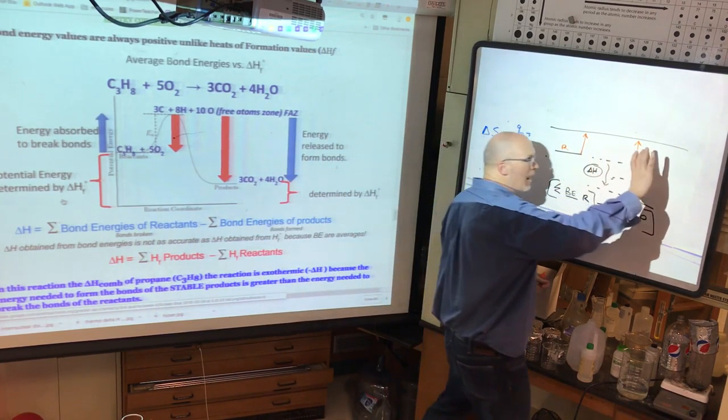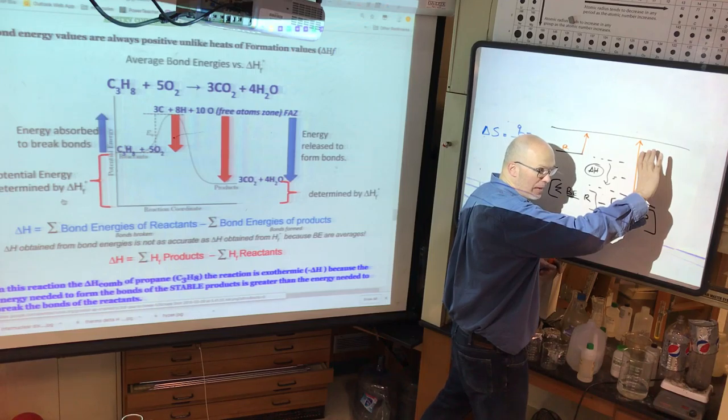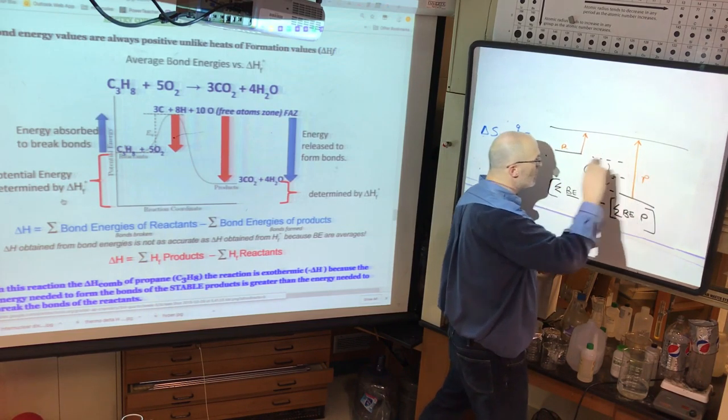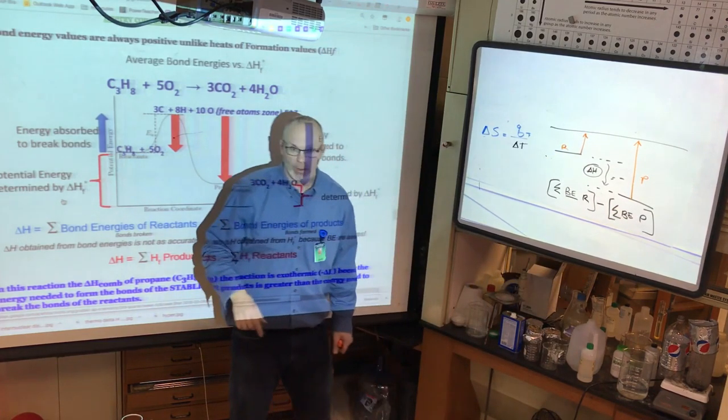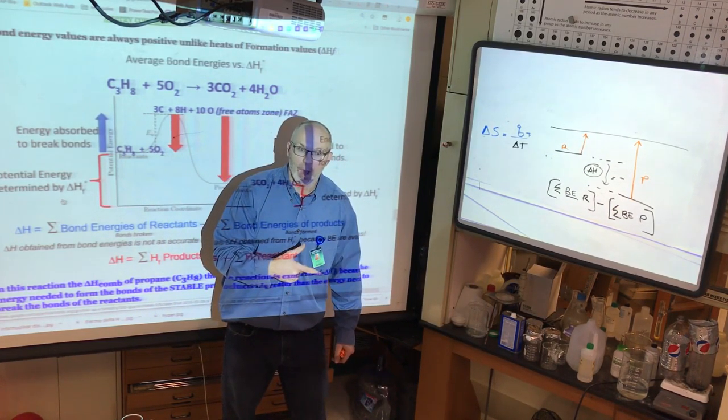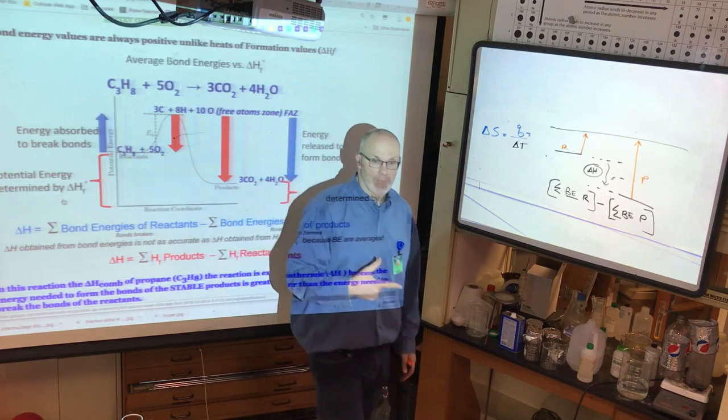Because if you measure these bond energies or enthalpies to break for the more stable compound, it's bigger. Small minus bigger gives me my what? Negative number. It's the opposite of what you do with heats of formation. Okay?